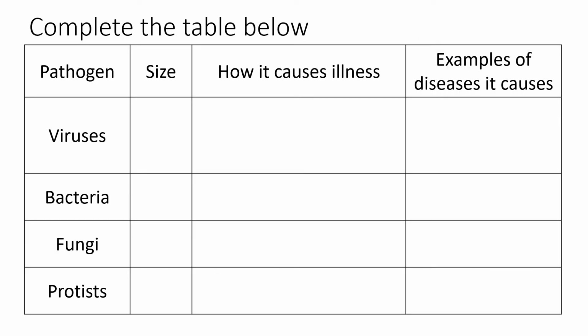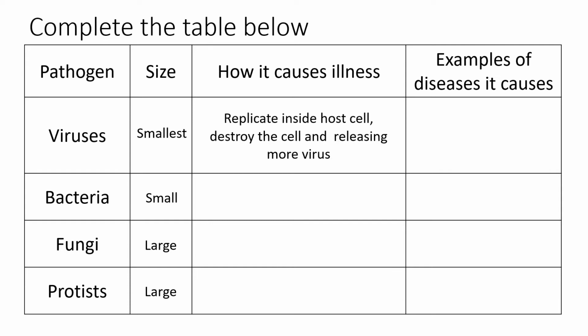So you need to know some of the properties of each of the different types of pathogen. You need to be aware of the relative size, so you don't know the exact numbers, but you need to be able to say that the viruses are always the smallest, followed by the bacteria, and the largest will be a fungi or a protist. In terms of how it causes illness, viruses actually get into a host cell and destroy the cell, and as they destroy the cell, lots and lots of new viruses that have been made inside that cell are released out and infect more cells inside an organism.